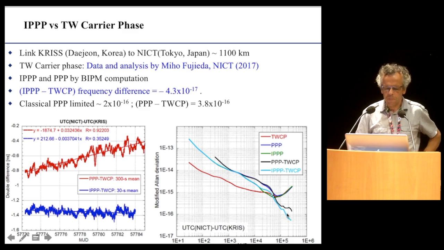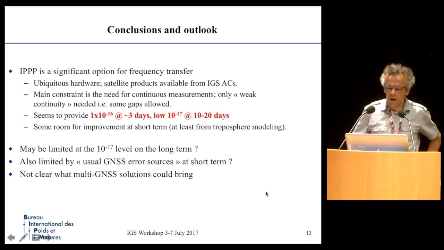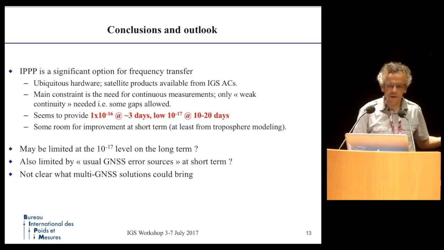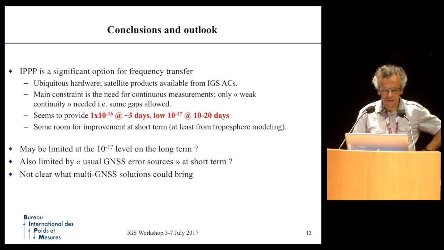So to conclude, to get to the 10⁻¹⁶ level and below, IPPP is a very interesting option because it's available readily anywhere. You just need to have some geodetic receiver with time reference, and of course you need continuous measurements. But I would say you can allow gaps in your data if they are not too long, and it provides something in the 10⁻¹⁷ above 10 days, with some room for improvement.